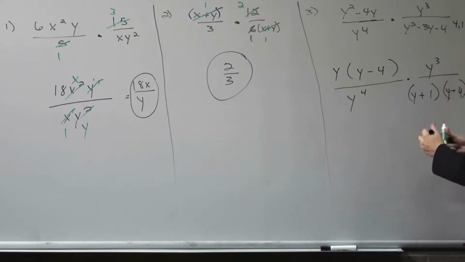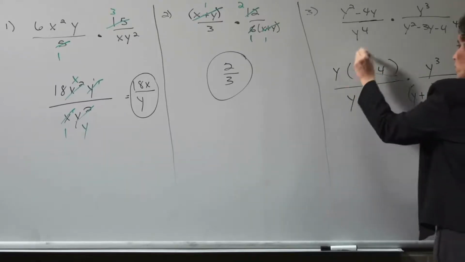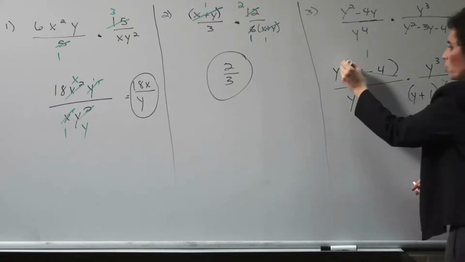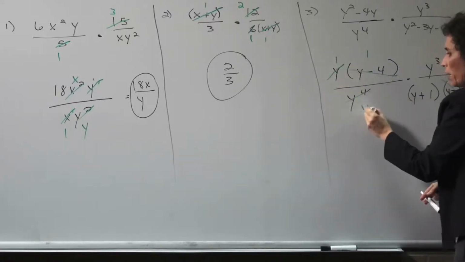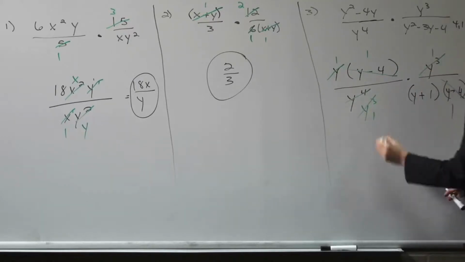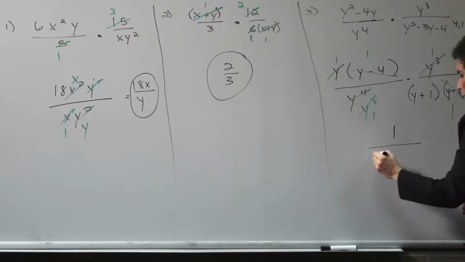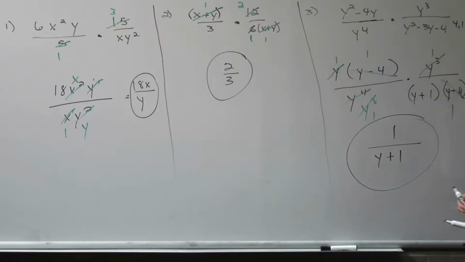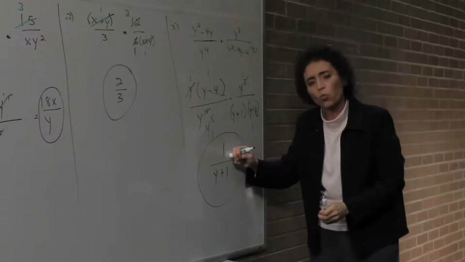So now I'm going to take out those y minus 4s. Good night, good night. Now I'm going to deal with the y's. Good night y, and there's 3 left downstairs. Oh, that was nice. Good night, good night. So I get to get rid of everybody, except for that y plus 1 on the bottom. So it's 1 over y plus 1. That's my answer. Do I need this 1?